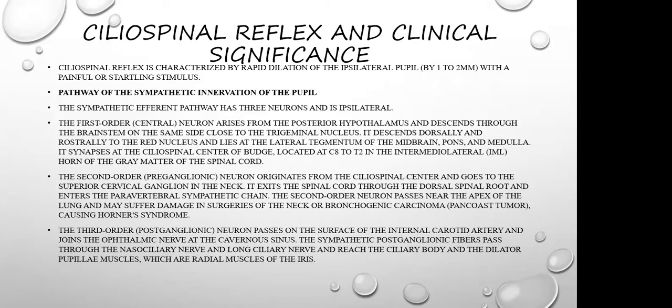The second order neuron passes near the apex of the lung and may suffer damage in surgeries of the neck or bronchogenic carcinoma, causing Horner syndrome. The third order postganglionic neuron passes on the surface of the internal carotid artery and joins the ophthalmic nerve at the cavernous sinus. The sympathetic postganglionic fibers pass through the nasociliary nerve and long ciliary nerve and reach the ciliary body and the dilator pupillae muscles, which are radial muscles of the iris.